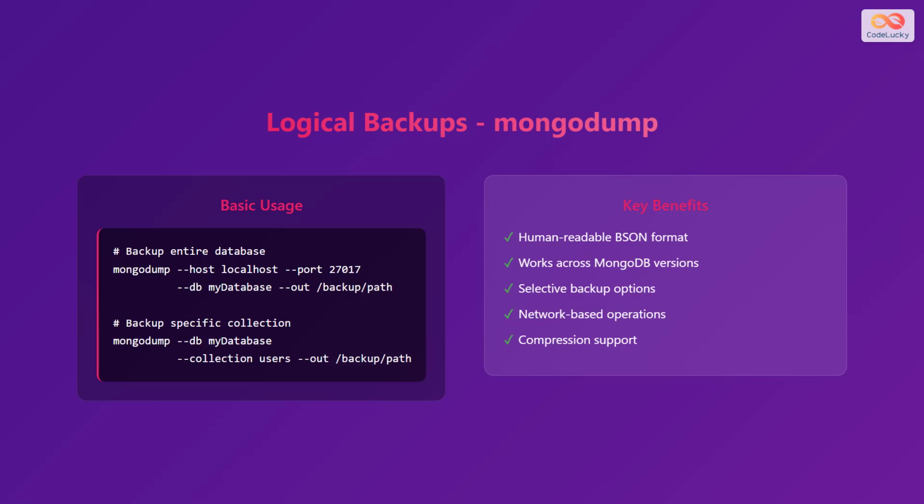To backup a specific collection, use the mongodump command, specify the database, specify the collection such as users, and set the output path. Some key benefits include the human-readable BSON format, cross-version compatibility, options for selective backups, network-based operations, and support for compression.